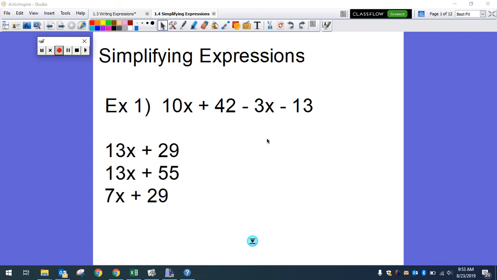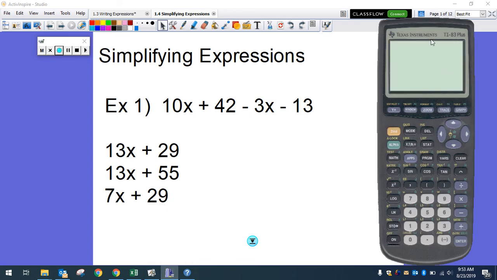So this lesson is on simplifying expressions, which you've done in the past. So really what I'm going to teach you is how to use your calculator to figure this out. So grab a calculator. Before we do anything, I want to make sure your calculator is on the normal window.